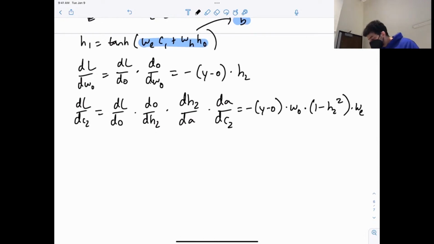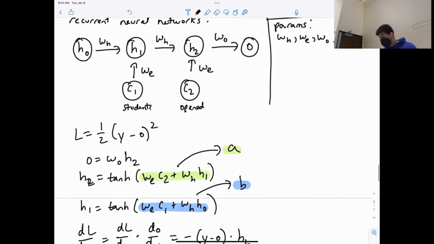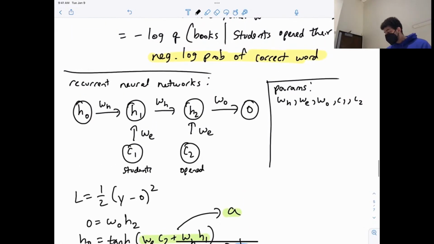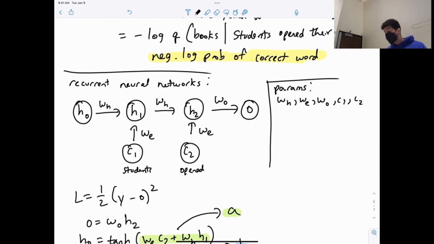But what is more interesting in this equation are dL/dW_E and dL/dW_H. These are trickier because they are shared. Sorry, shared is not the best word. Maybe they are used at multiple time steps in the network. So by time step, I mean in this recurrent neural network, we have time step 0, where we just have h sub 0, time step 1, h sub 1, time step 2, h sub 2, and then our output.